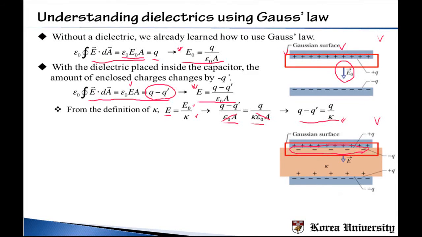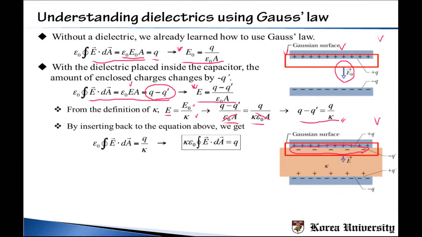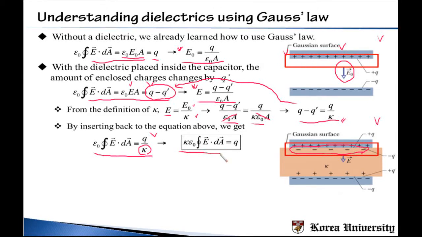Let's insert this equation back into the earlier one. What do we get? If you summarize, it becomes this way. On the right side, instead of Q minus Q prime, we have Q divided by kappa. The reason I did this is that we do not want Q prime in the equation, because we are not sure what Q prime will be. Now we can multiply kappa on both sides, and this is finally what we get.